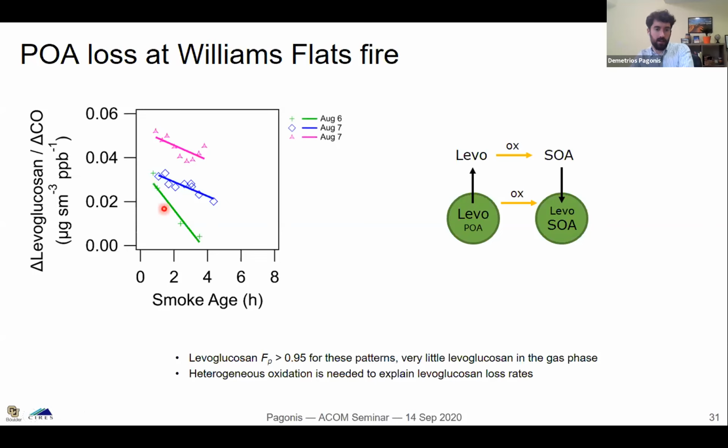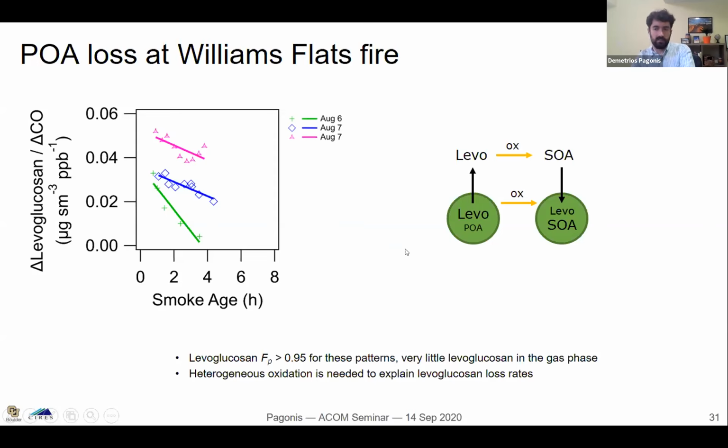And so if we go ahead and take these loss rates, each of these plumes is very concentrated and around 0°C. And so at those conditions, there's very little levoglucosan in the gas phase. If we just set up a simple box model and try to reproduce these loss rates, we have to turn up OH to about 10^8 molecules per cubic centimeter to reproduce them. And that's just not a realistic concentration.